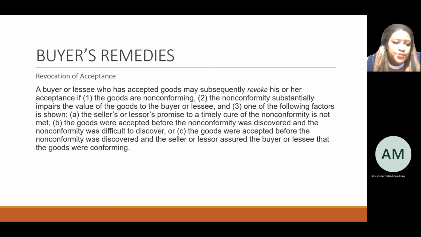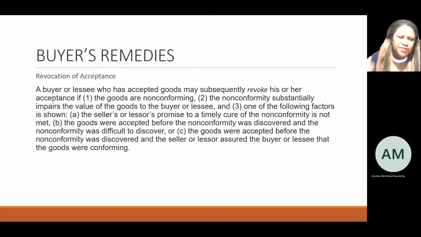The non-conformity substantially impairs the value of the goods, and one of the following factors is shown: the seller's promise to timely cure the non-conformity is not met; the goods were accepted before nonconformity was discovered; the nonconformity was difficult to discover; or the seller or lessor assured the buyer that the goods were conforming.